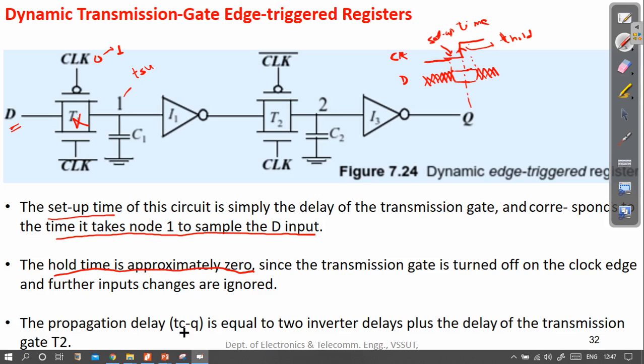The propagation delay TCQ is equal to the two inverter delays plus the delay of transmission gate T2. So from here the propagation delay will be the delay of two inverters, this one, plus the delay of the transmission gate T2, that is this one.